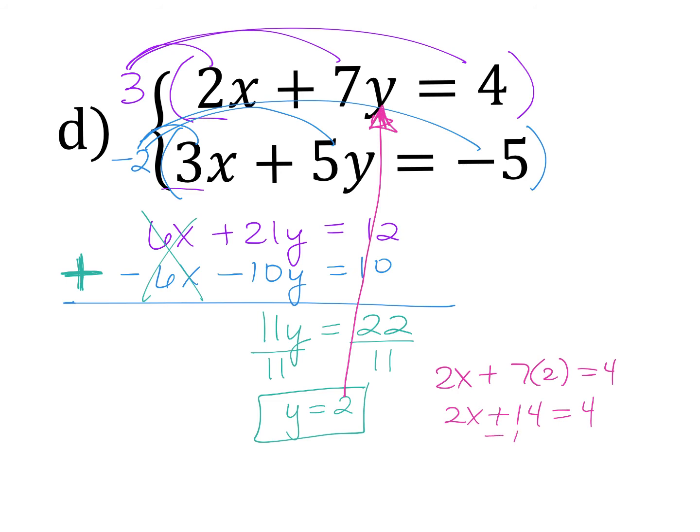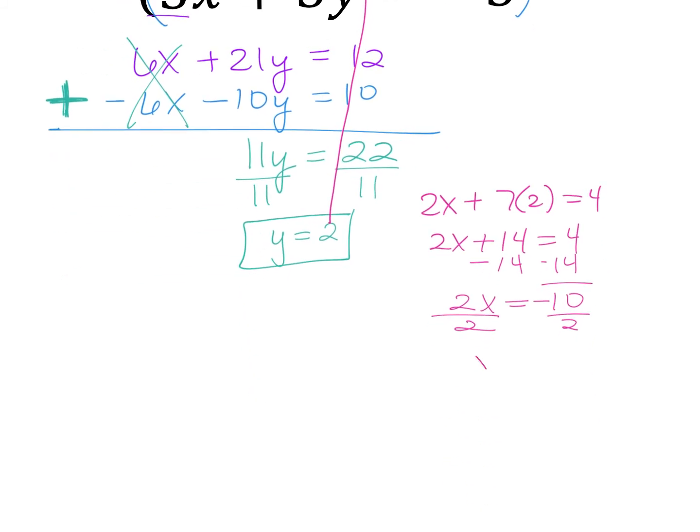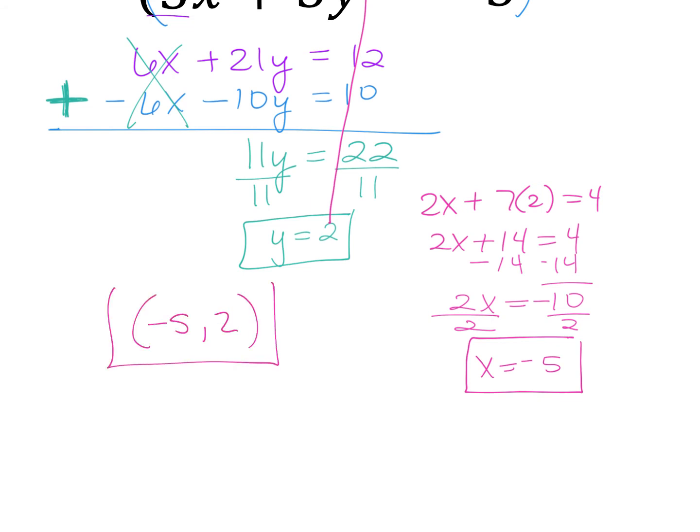Take away your 14. So 2x equals -10, and divide by 2, and x equals -5. Okay, so your answer, -5, 2.